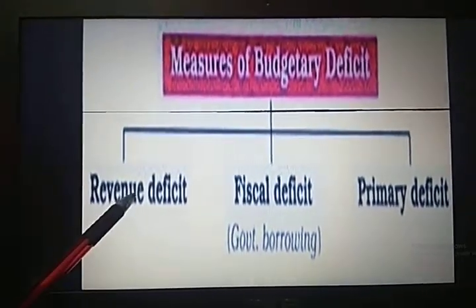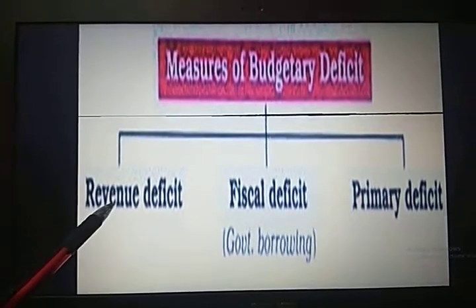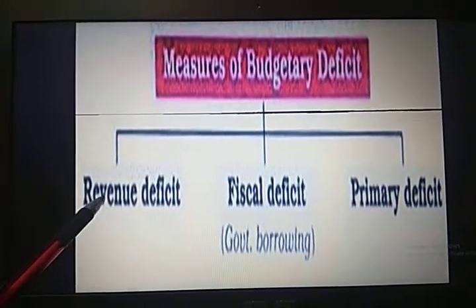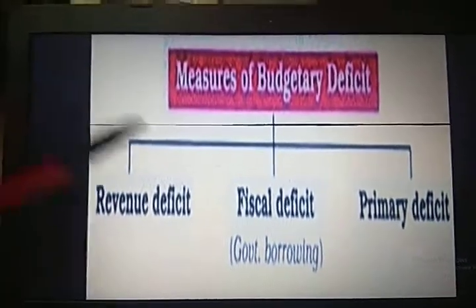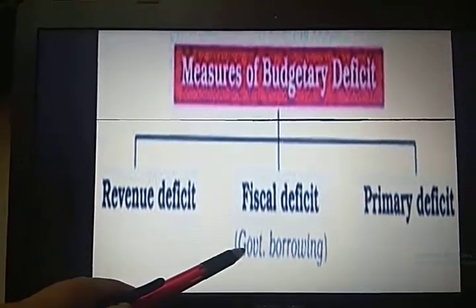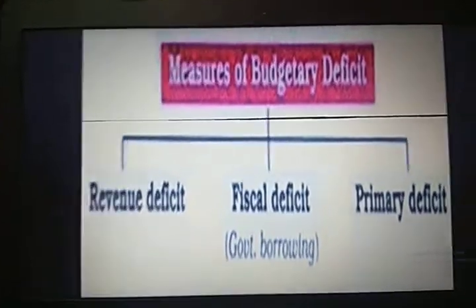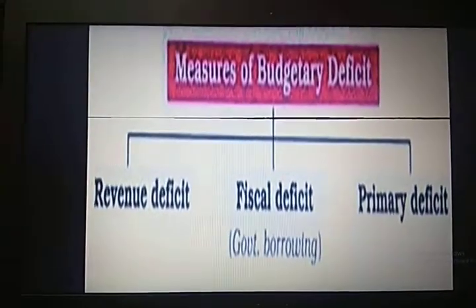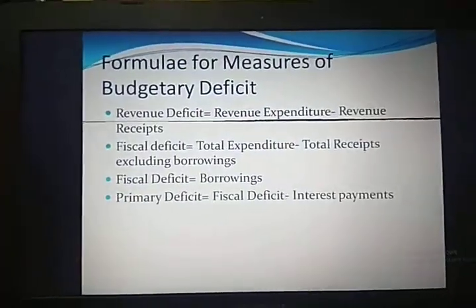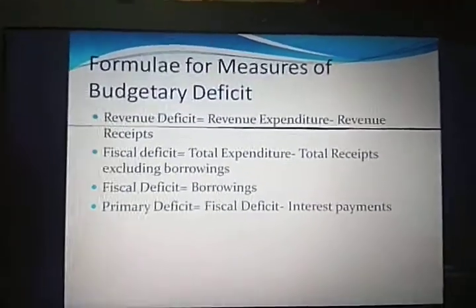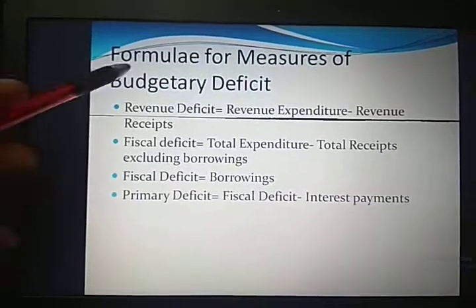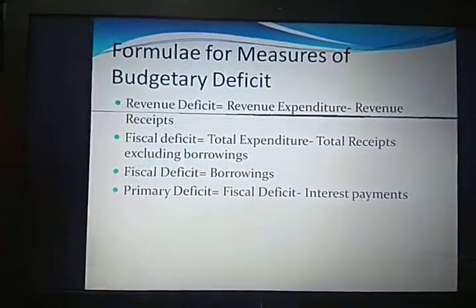Revenue deficit talks about revenue nature, which is regular and recurring in nature. Fiscal deficit talks about borrowings; it indicates the government borrowing. And primary deficit tells you how much additional loan you have taken in order to repay the interest on previous borrowings. Now, as we can see here, we have formulae for measures of budgetary deficit.